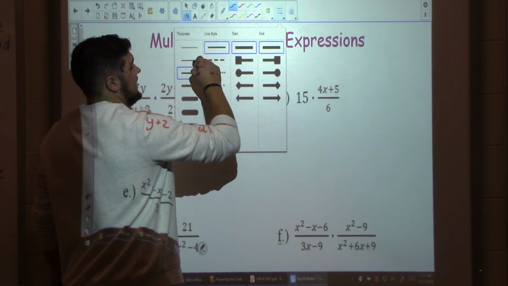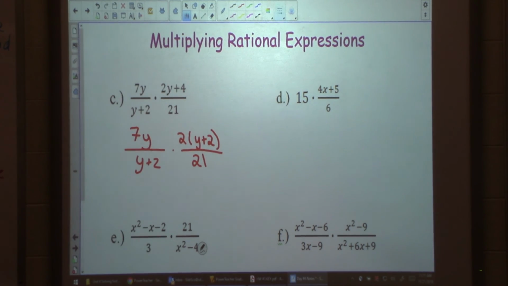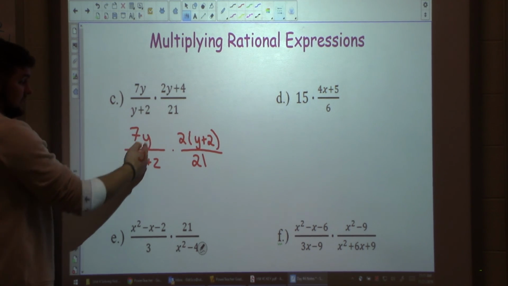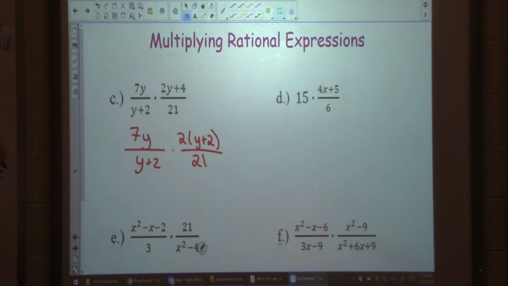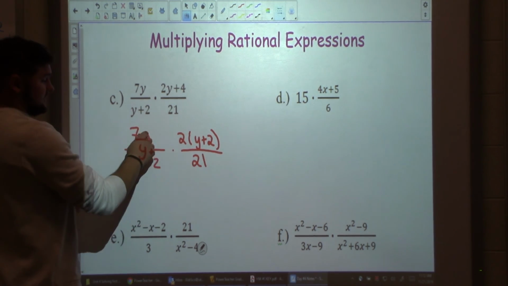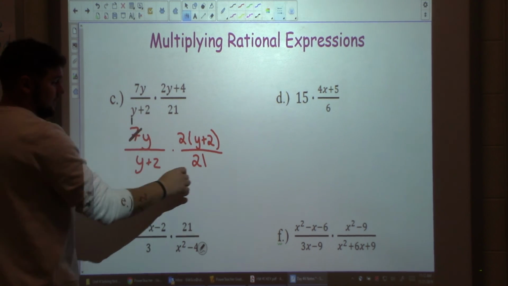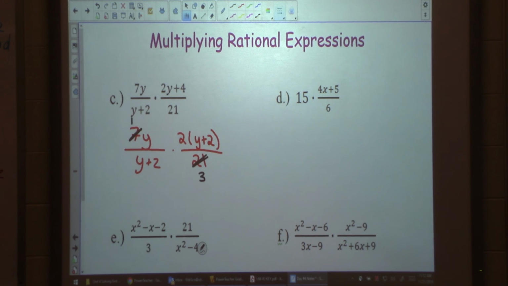Now that I factored, now I can simplify. What do I have in both the numerator and denominator that I can simplify? The y. The 7y and the y. Can I just take the y away? No, remember that's y plus 2. I can't do that. But I can take a 7 out of 7 and 21. I can take a 7 out of both. Becomes 1. Becomes 3.